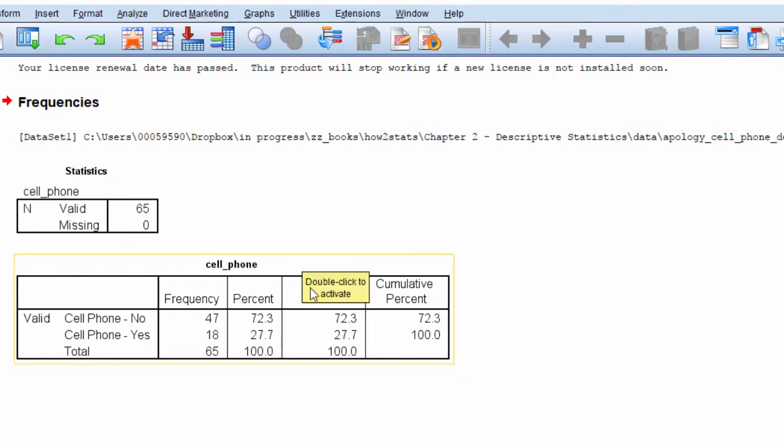And we have 65 total people in the sample. 47 said no, 18 said yes, and these are the percentages. So that is the answer to the question, what percentage of people will say yes or no if a stranger, a male actor, approaches them to borrow their phone. The majority of people say no.